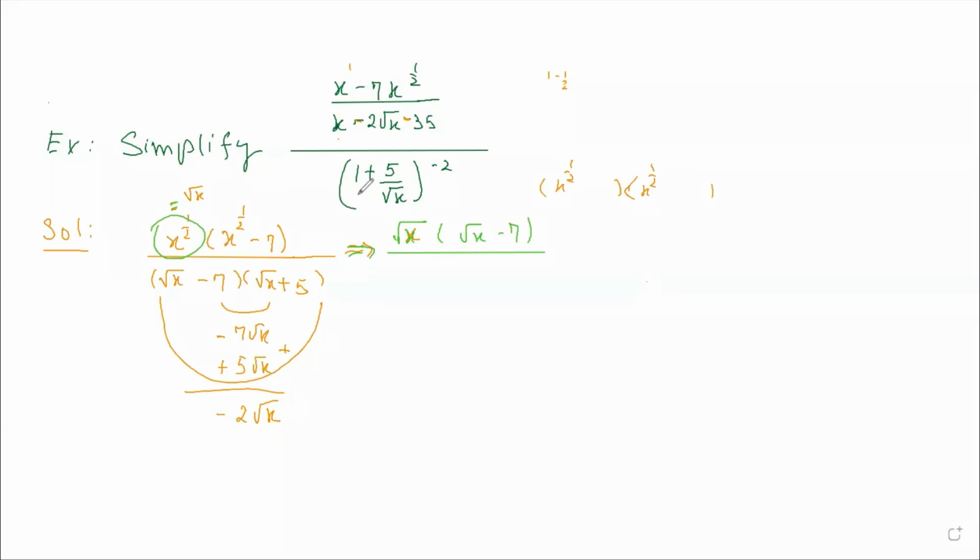Now this one, I have this bracket, correct? So I write down, it becomes square root x minus 7. And then this one, square root x plus 5.